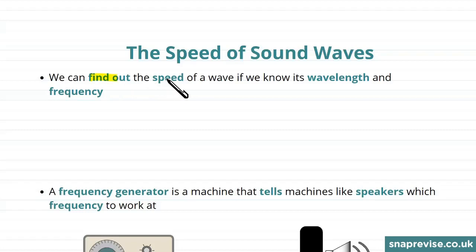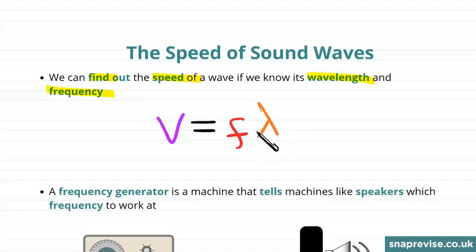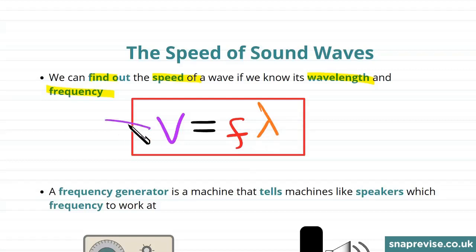We can find out the speed of our wave if we know its wavelength and its frequency. To do this, we use the wave equation. The wave equation tells us that the wave speed is equal to the frequency multiplied by the wavelength. So this V here represents the wave velocity or wave speed, and it's measured in meters per second.